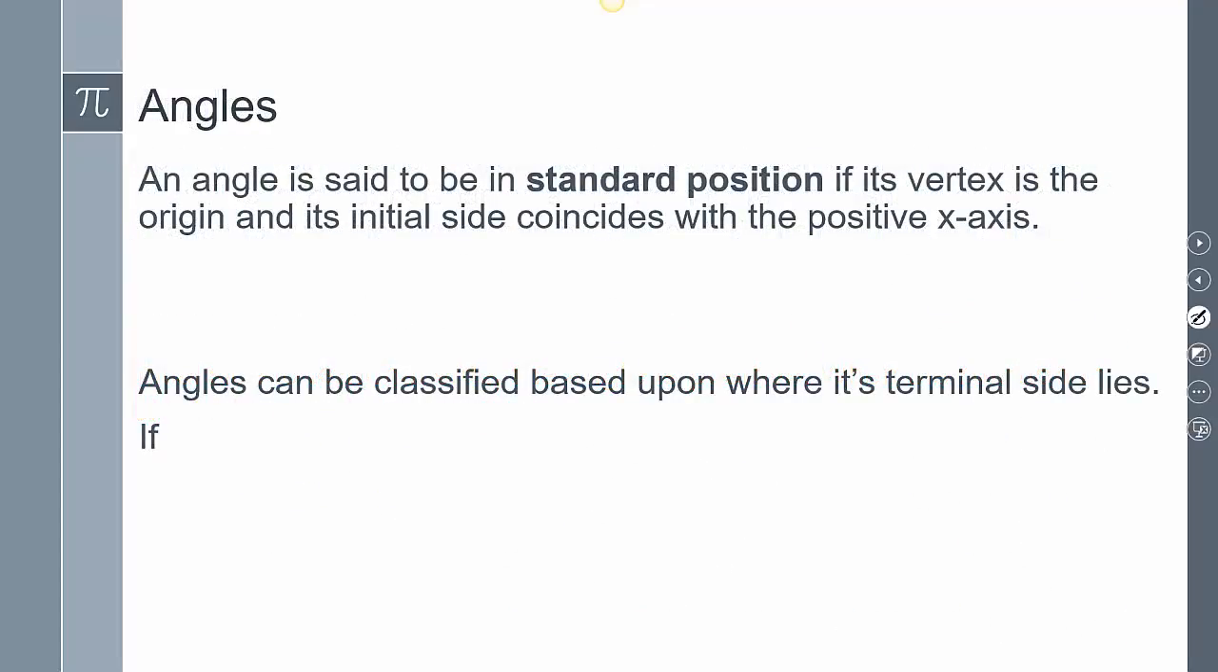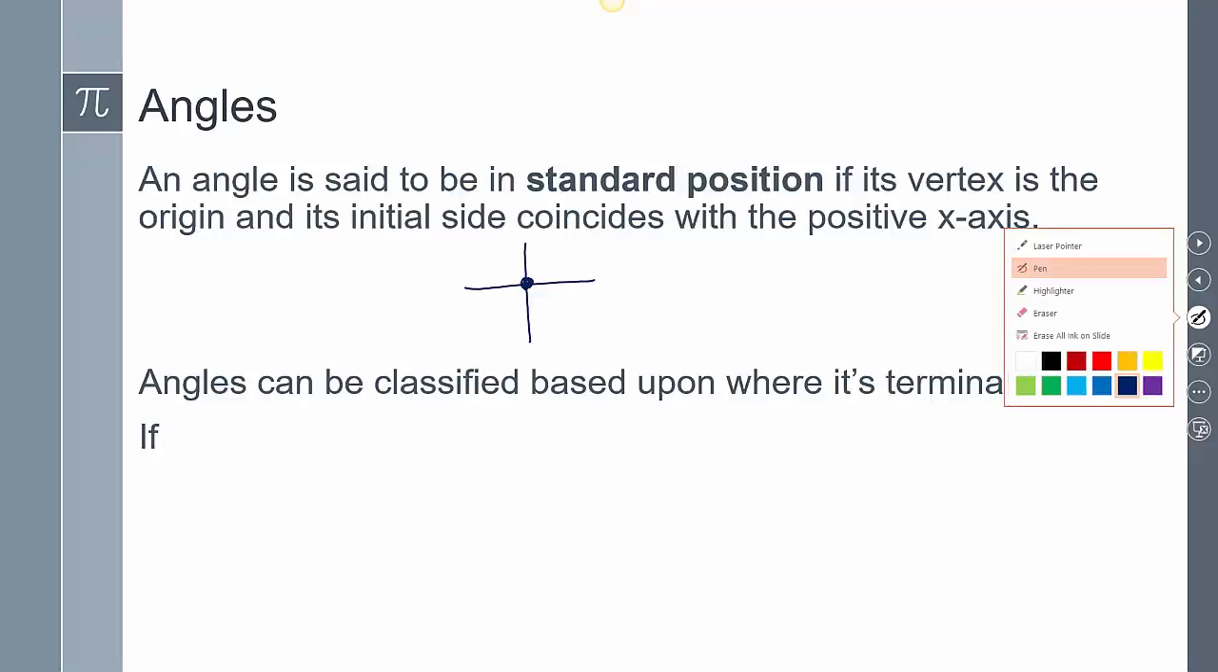We also say that an angle is going to be in standard position if the vertex is on the origin and its initial side coincides with the positive x-axis. So the vertex is at the origin, and the initial side corresponds with the positive x-axis. And we can classify those angles based upon where its terminal side lies.